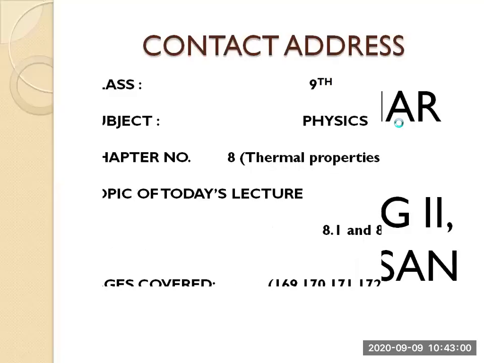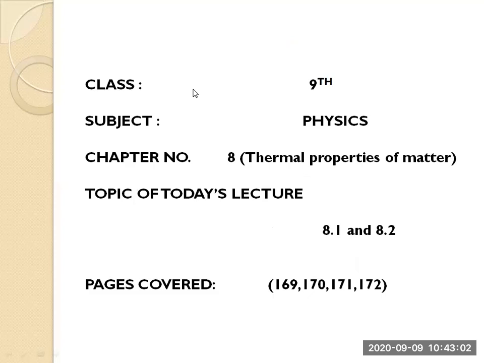Today our lecture is regarding class 9 subject physics. Today we are going to start a new chapter, chapter number 8. The name of the chapter is Thermal Properties of Matter. This is a new chapter as we have finished chapter number 7. Now we are on chapter number 8. The name of the chapter is Thermal Properties of Matter. The topic of today's lecture will be 8.1 and 8.2.